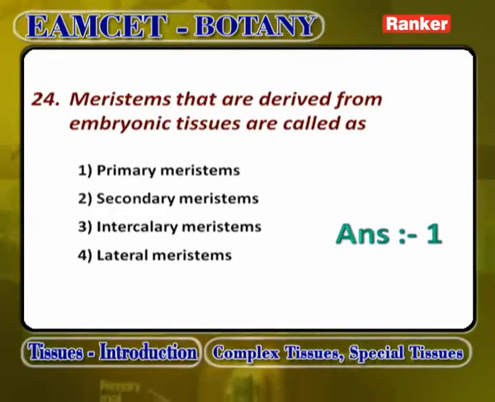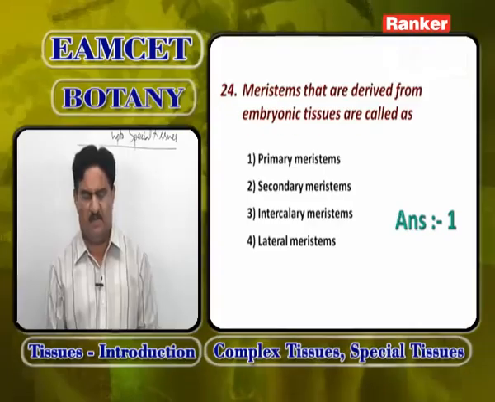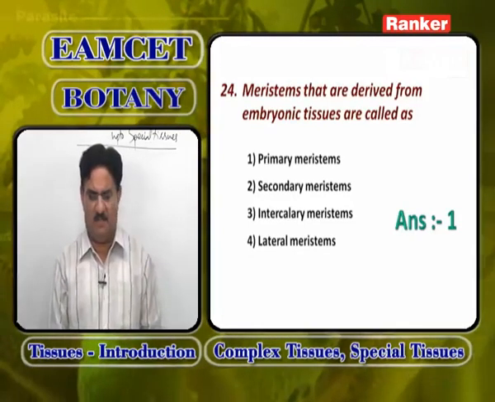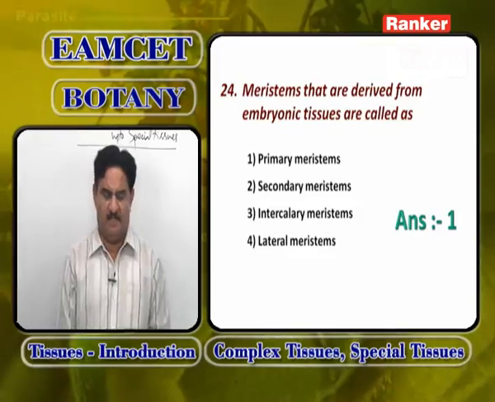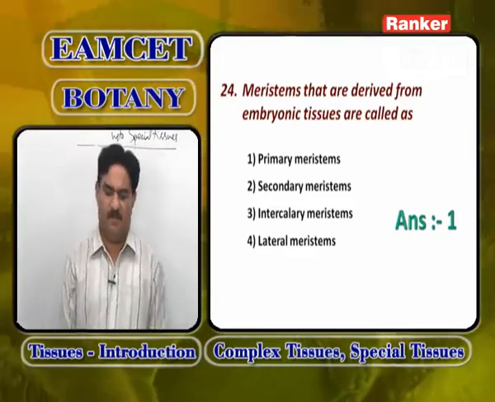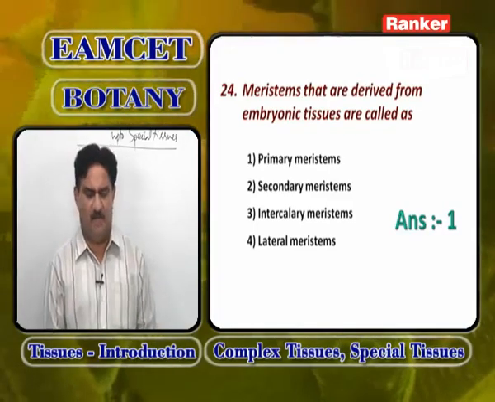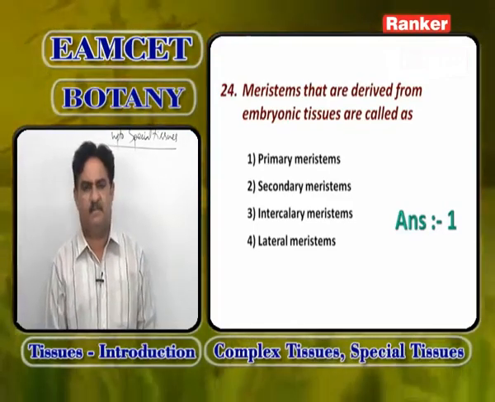Meristems that are derived from embryonic tissues are called primary meristems because they help in the primary growth of the plant. That's why they are called primary meristems. Secondary meristems are not derived from embryonic tissues. Intercalary meristems are also not derived from embryonic tissues, but from primary meristems.